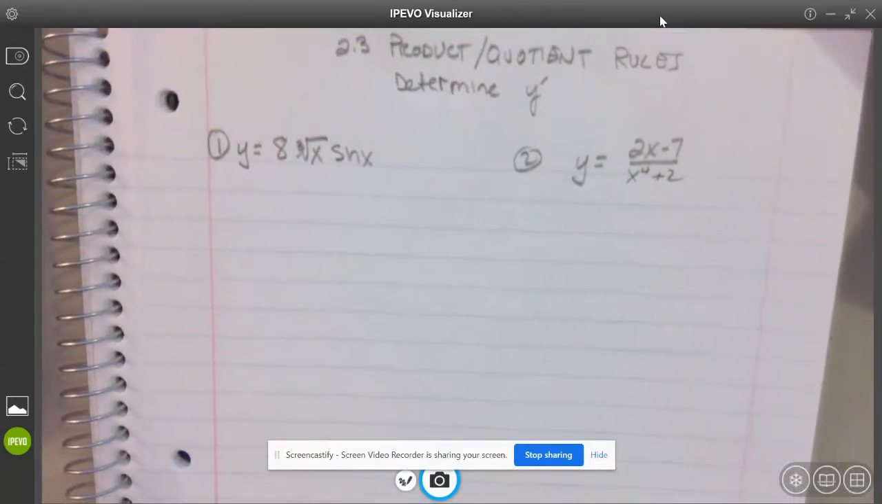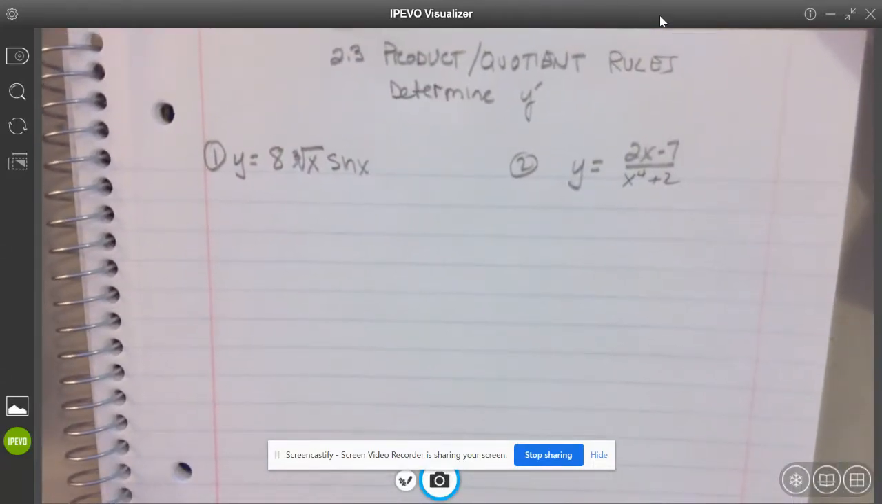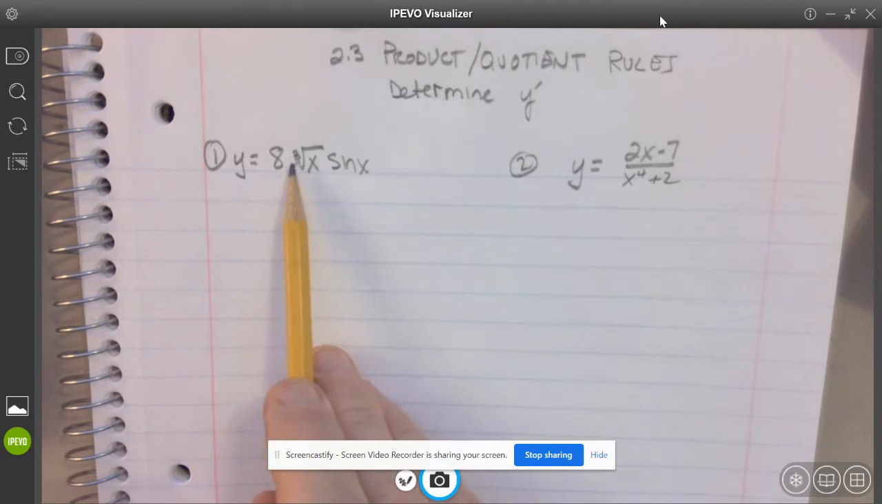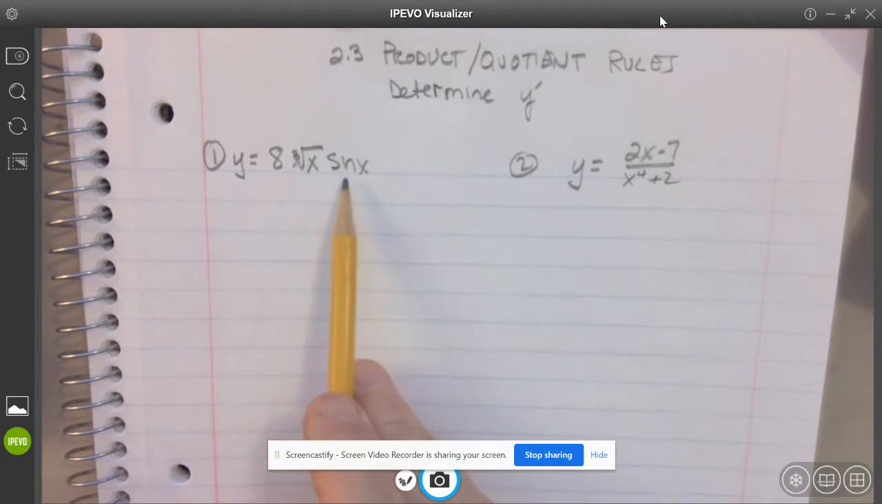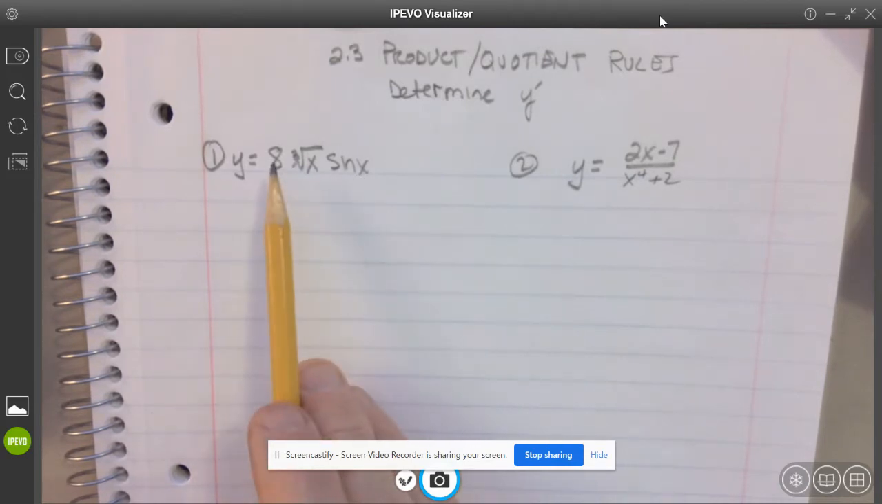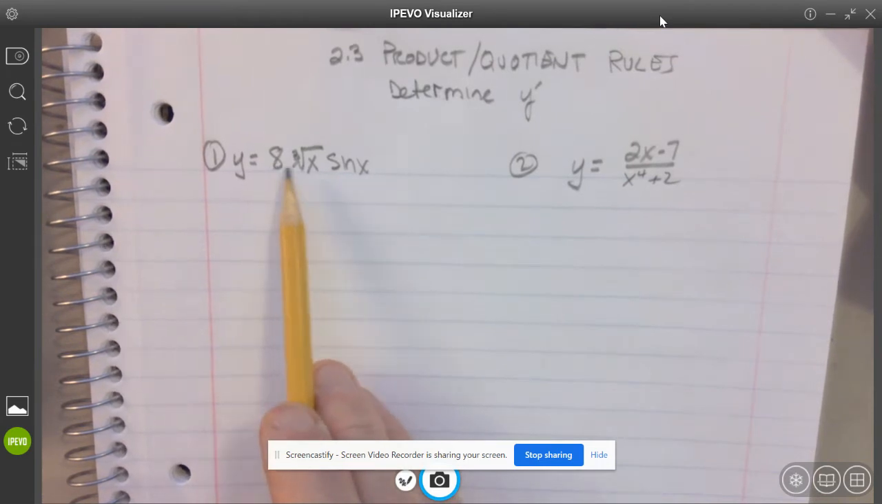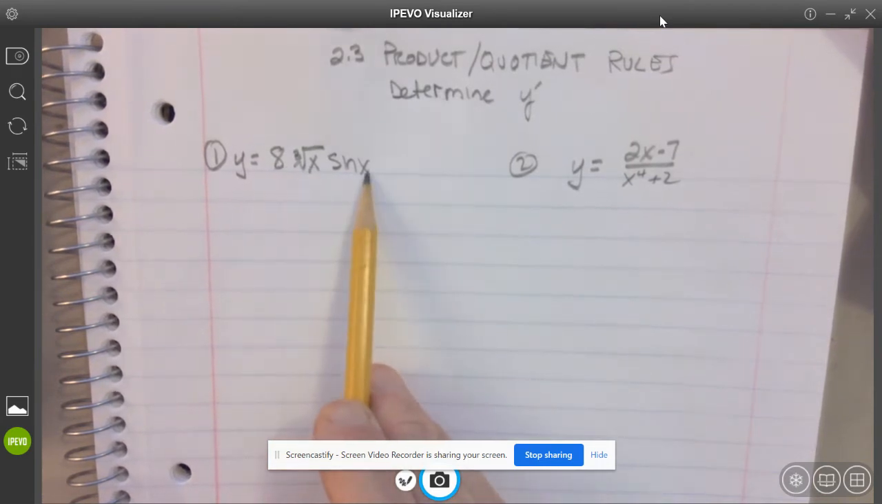Okay, here's a video that's going to go over some product and quotient rule problems along with the simplification of that type of problem. So the first one we're going to look at is this one, y equals 8, and that says the cube root of x sine of x, which is really a product of three factors, the 8, the cube root of x, and the sine of x.